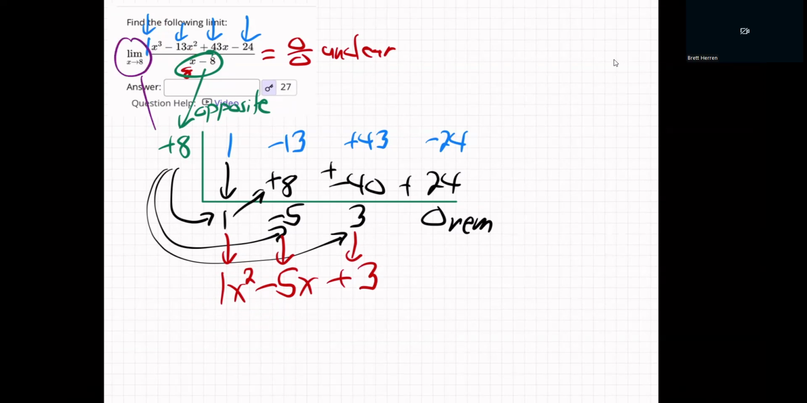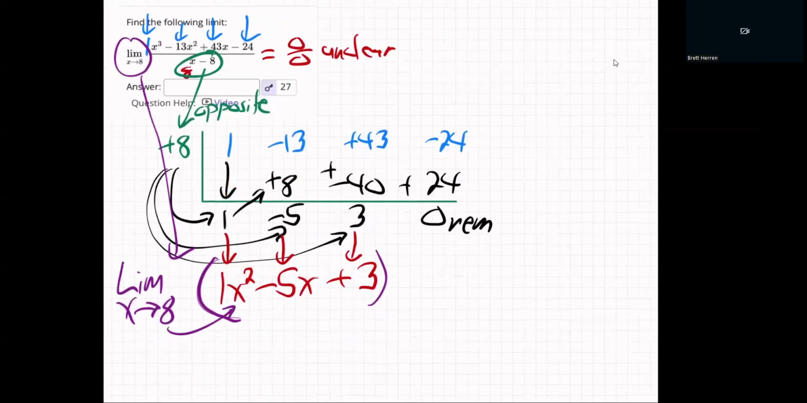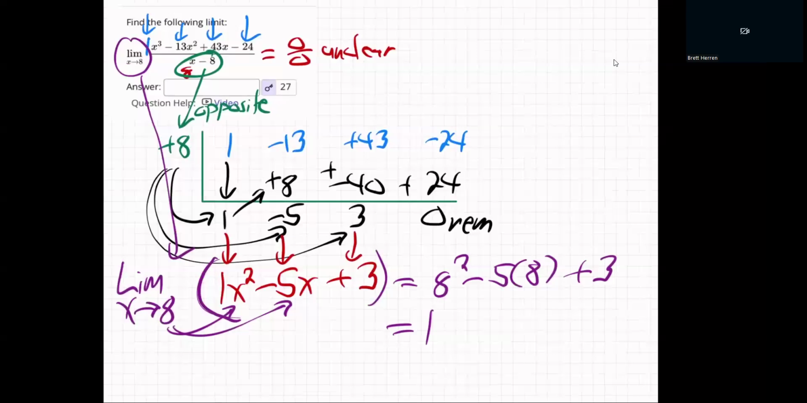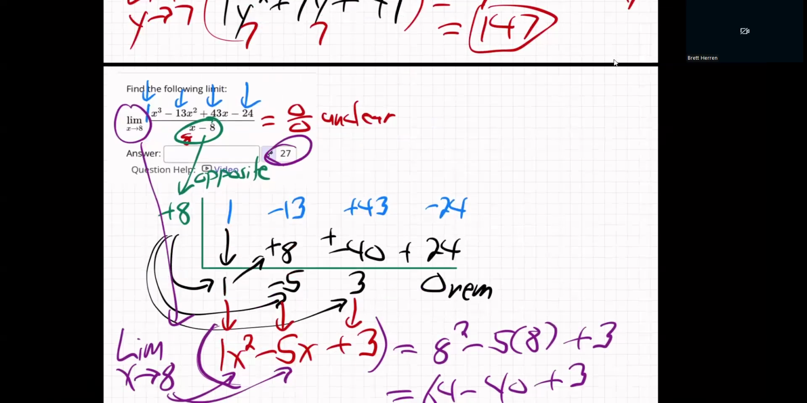Now, don't forget the limit in the front, so put that limit back in the front. Limit as x goes to 8. We just reduced the fraction. We just divided the fraction with synthetic division. And now just plug in the 8. Boom, boom. So you get 8 squared minus 5 times 8 plus 3. Hit the buttons on your calculator or do it by hand, whatever. This is 64 minus 40 plus 3. It'd be what, 27? I think that's the answer, right? 27? Yeah, right there. 27. And there we go.